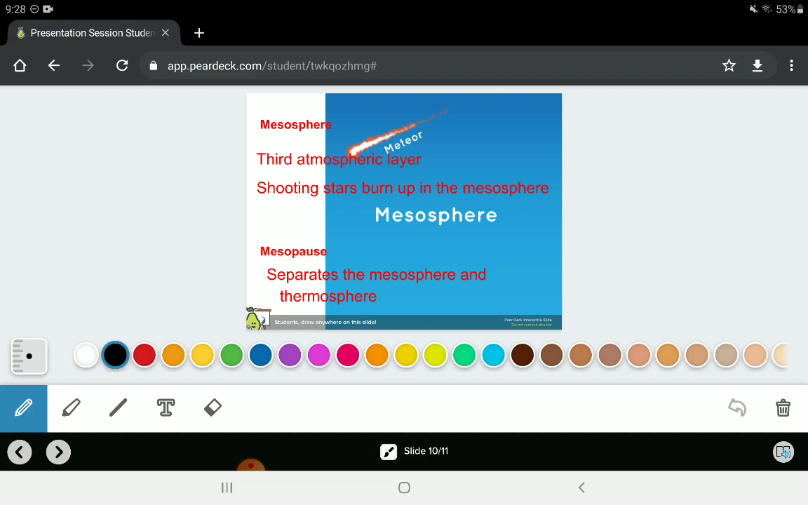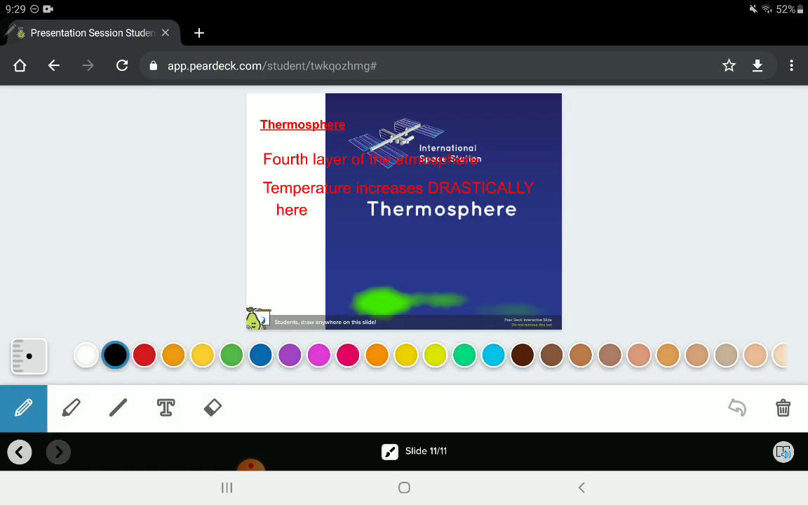The mesosphere is our third atmospheric layer. This is where shooting stars burn up. Whenever you see meteors coming through the Earth's atmosphere, they burn up because of the friction with the molecules in Earth's atmosphere, which is really cool. Then we have the mesopause. That is what separates the mesosphere and the thermosphere.